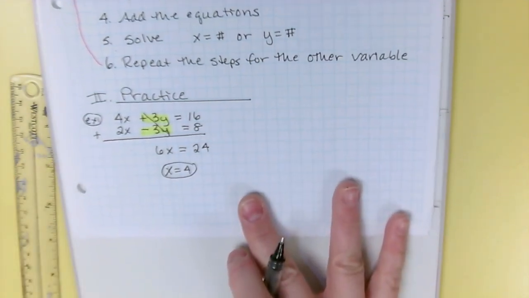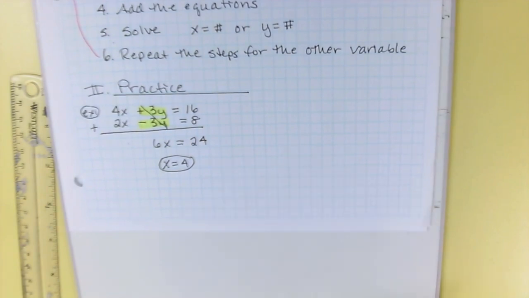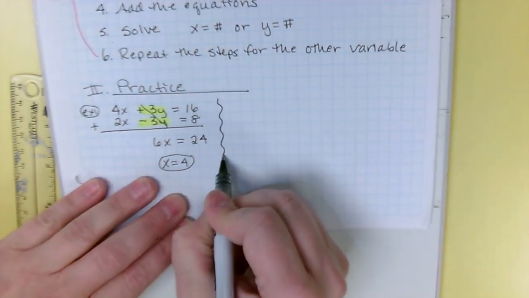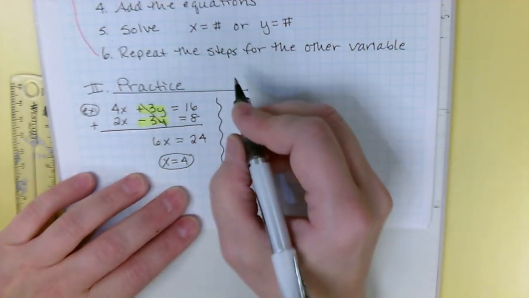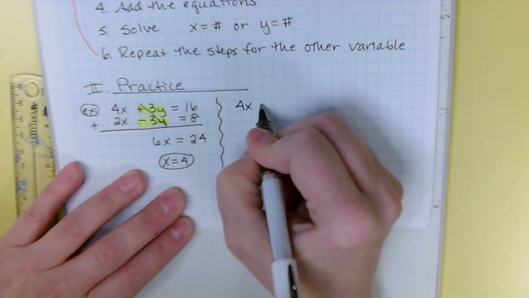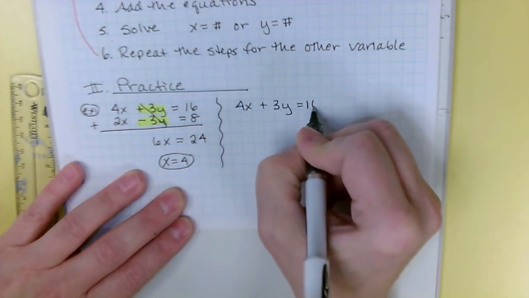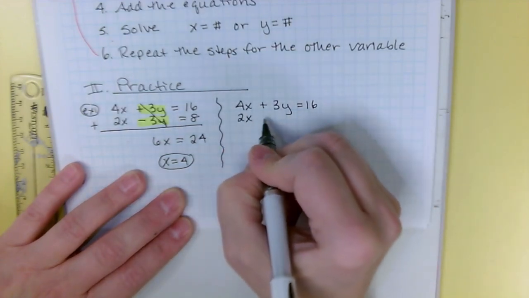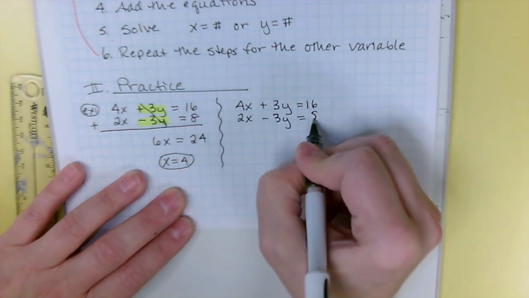So the first one was a free gift. You didn't have to do anything. It was already set up to do that. Okay, so now we're going to do the next one. So rewrite the equation. So 4x plus 3y equals 16. 2x minus 3y equals 8.